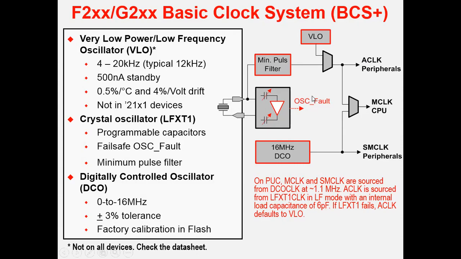And coming to the M clock. For M clock, generally it gets from DCO and some from the low frequency oscillator, which is providing the frequency in high frequency mode. And for SM clock, this is by default from the DCO. So in BCS plus, compared to the BCS, the VLO is added here. Because of this, A clock gets a low power, low frequency clock from the VLO. Because of this, power consumption may be reduced further.